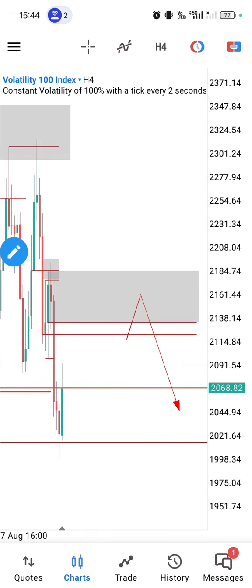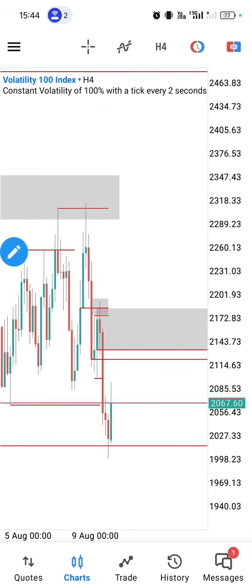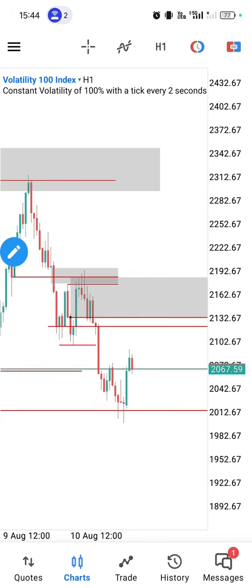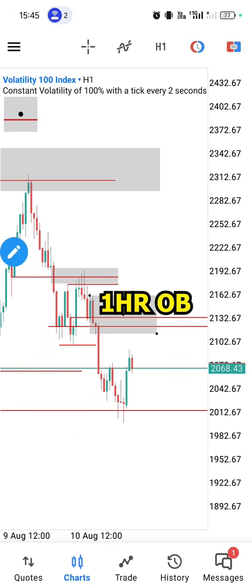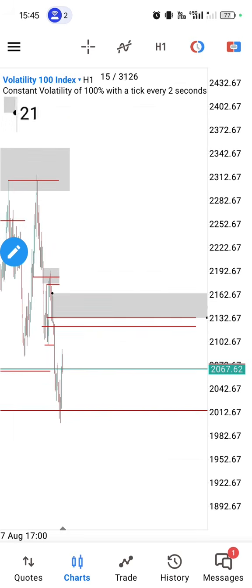So this is sort of our sell. It's as simple as that. That's how we are going to be selling. Now I'm going to also show you the buy, why I want to buy. So yes, of course price is going to also respect that 1-hour order block. That's where we're going to be selling, within that 1-hour bearish order block.